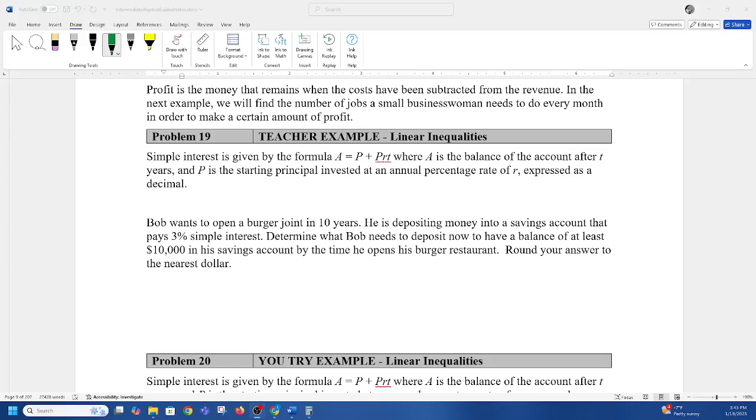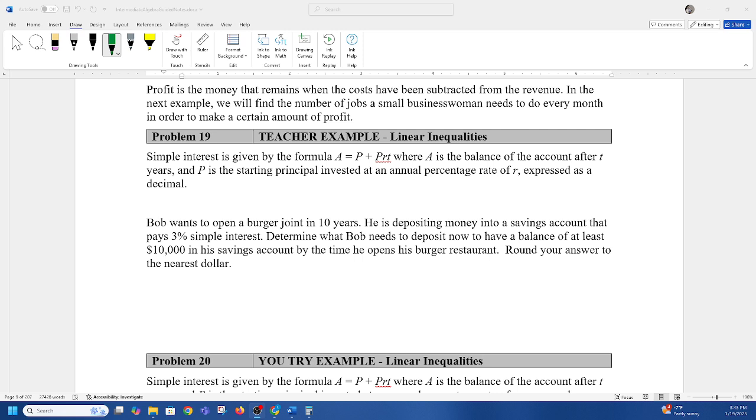In problem 19, we are looking at a simple interest formula problem. Simple interest is given by this formula, where A is the balance in the account after T years, P is the starting principal invested, and the annual percentage rate is R, expressed as a decimal. This will all make a lot more sense after we get through this problem.